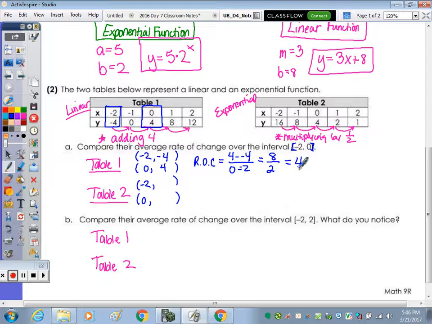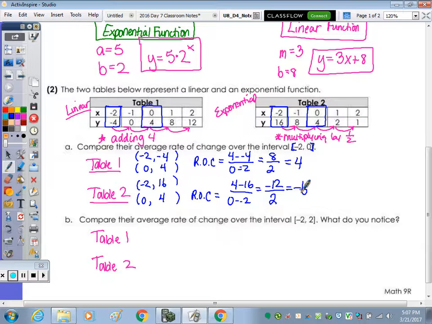In table 2, when x is -2, your y is 16. And when x is 0, your y is 4. So our rate of change here, I'm going to subtract in the same order. So 4 minus 16 over 0 minus -2. 4 minus 16 is a -12. 0 minus a -2 is a positive 2. Divide, and we get -6.